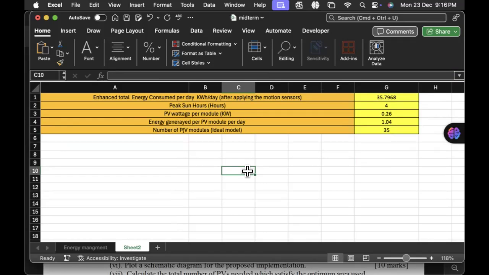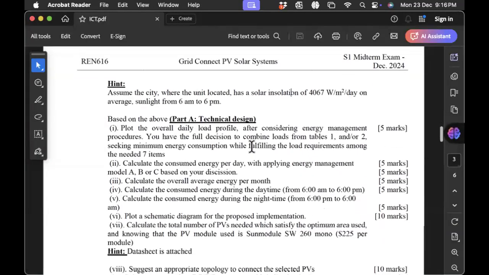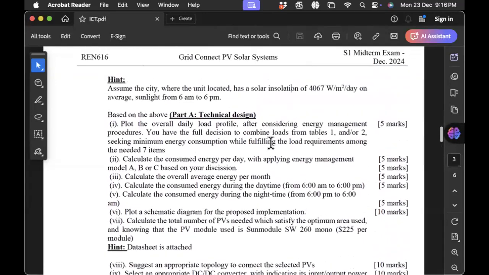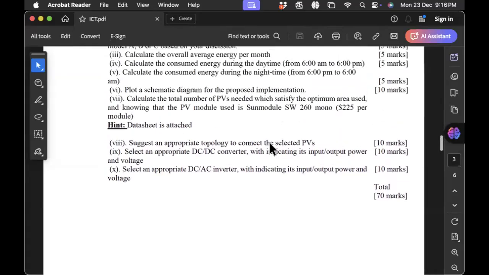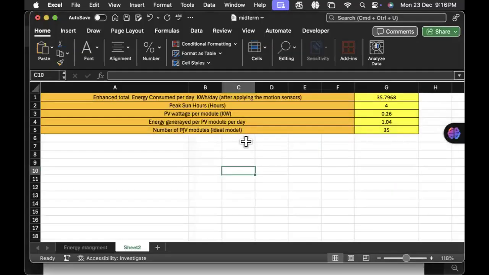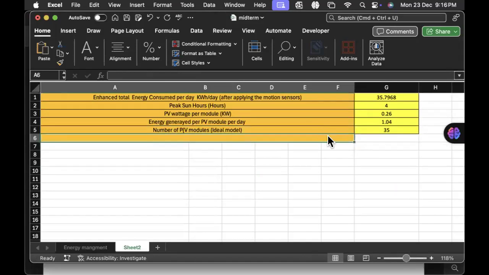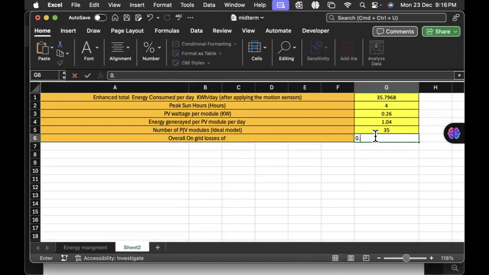So you can go to here in order to calculate the losses. I think somehow given one by one, maybe you can find it. Or what I can simply do is make some sort of a general losses term. So let me assume overall on-grid losses of 0.2, which means 20%.